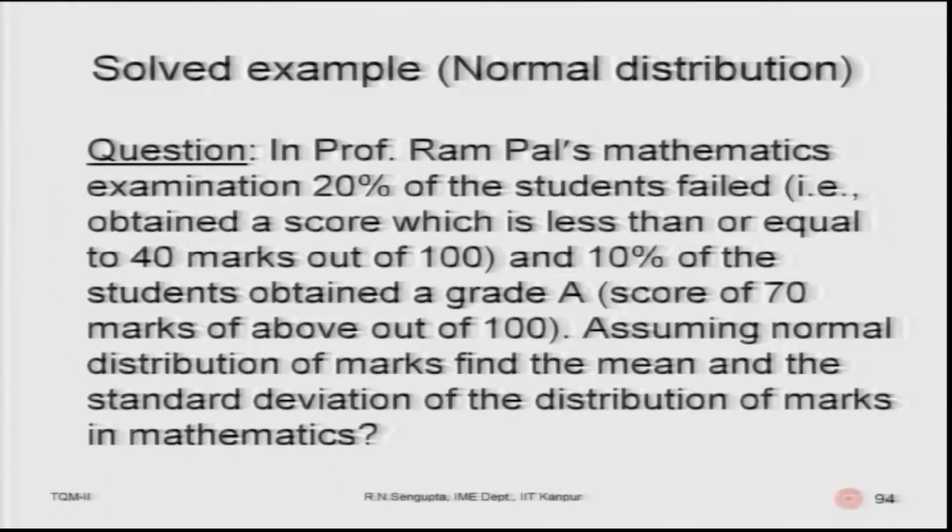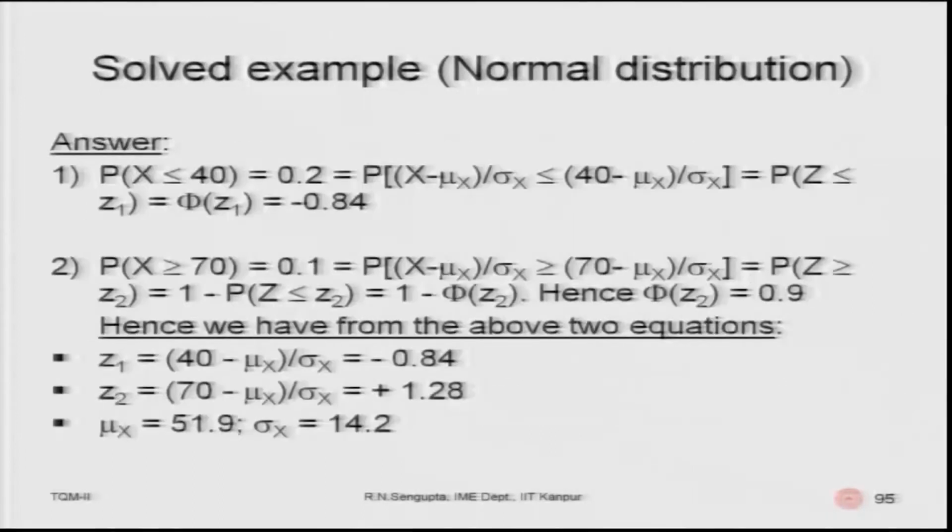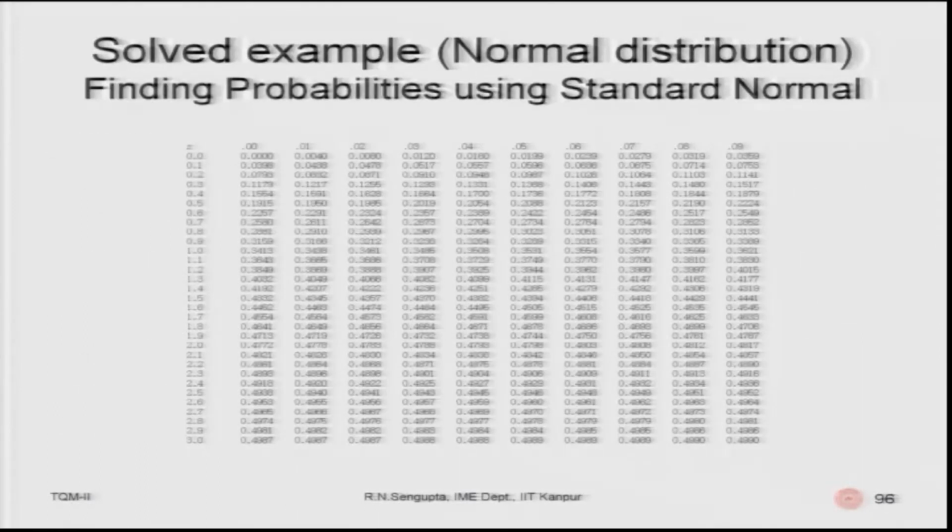So, this is the same problem. In Professor Rampal's mathematics examination, 20% of the students failed, obtaining 40% marks and less, and 10% obtained A grade, 70% marks and more. You can find the mean and the standard deviation, which come out to be 51.9 and 14.2. So, for finding probabilities, as I said, I am just repeating, the first column consists of Z values, the topmost row consists of the decimal values of Z, and the values inside the matrix are basically the CDF values.